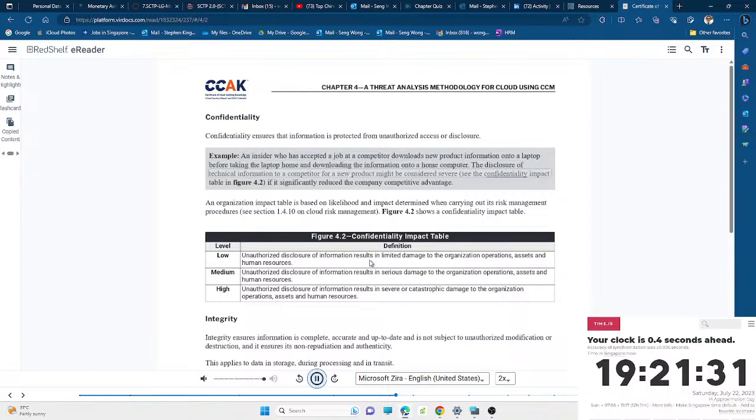See the confidentiality impact table in figure 4.2 if it significantly reduced the company's competitive advantage. An organization's impact table is based on likelihood and impact determined when carrying out its risk management procedures. See section 1.4.10 on cloud risk management. Figure 4.2 shows a confidentiality impact table.